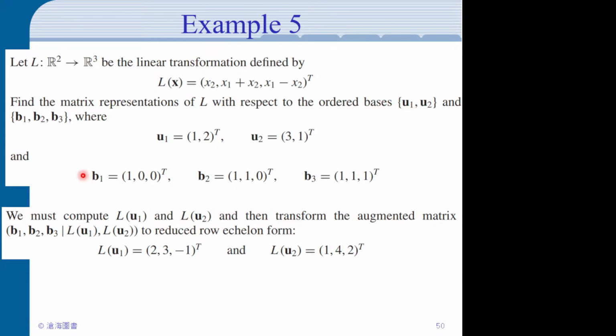As we said, the first thing we want to find is the linear transformation of the basis from the starting space, so L of U1 and L of U2 first, and it will be in standard basis. So L of U1, where U1 is 1, 2. Let's do this slowly. The first one is x2, so it's 2. Then x1 plus x2, so 1 plus 2 equals 3. And x1 minus x2, so 1 minus 2 equals minus 1. So U1 got mapped to 2, 3, minus 1 in standard basis.